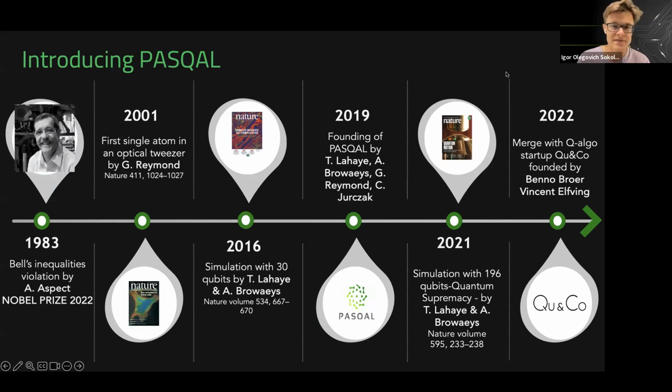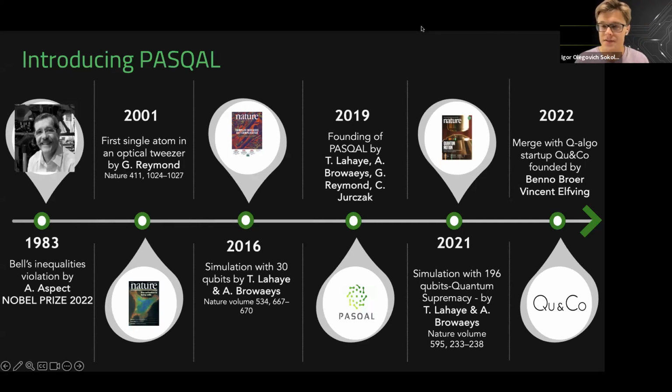Just to quickly introduce our company: it has very good founders. There is a Nobel Prize winner from last year, Anna Speer, and many people like George Raymond, who founded the company and also trapped a single atom in an optical tweezer, a very important publication in Nature, and other works where we demonstrated quantum supremacy in 2021, but not for an industrially relevant case, although it was quite spectacular.